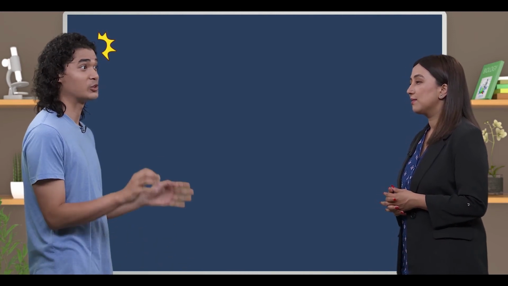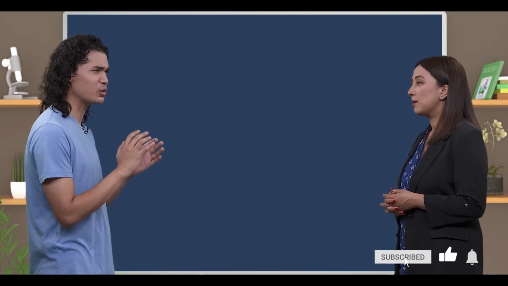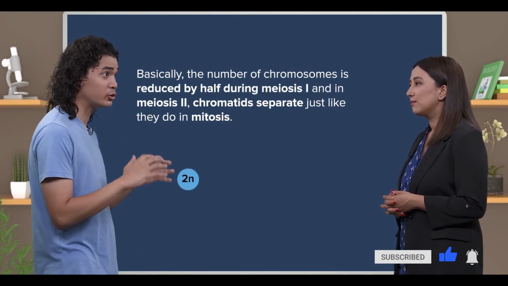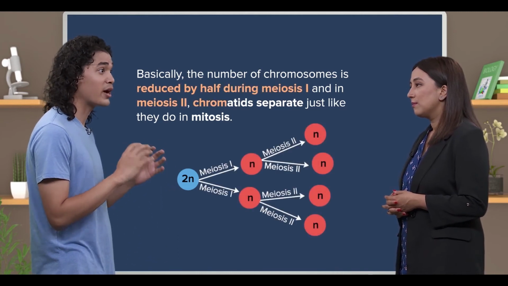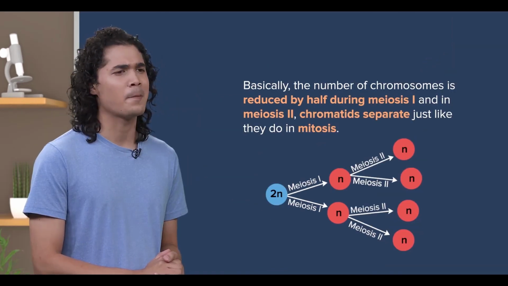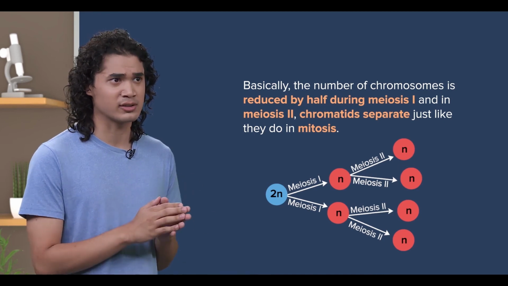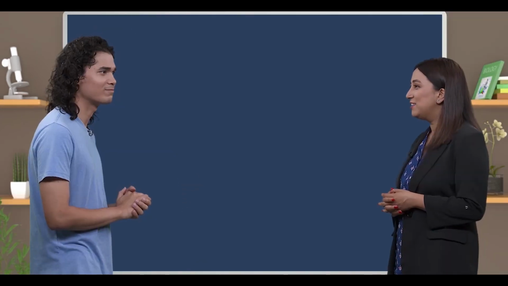Whoa, that was one long process. But it wasn't so hard to understand. Basically, the number of chromosomes is reduced by half during meiosis 1, and in meiosis 2, chromatids separate just like they do in mitosis. You're right. Since meiosis 2 is similar to mitosis, I want to try to explain the process of meiosis 2 to see if I remember correctly. I like your enthusiasm.